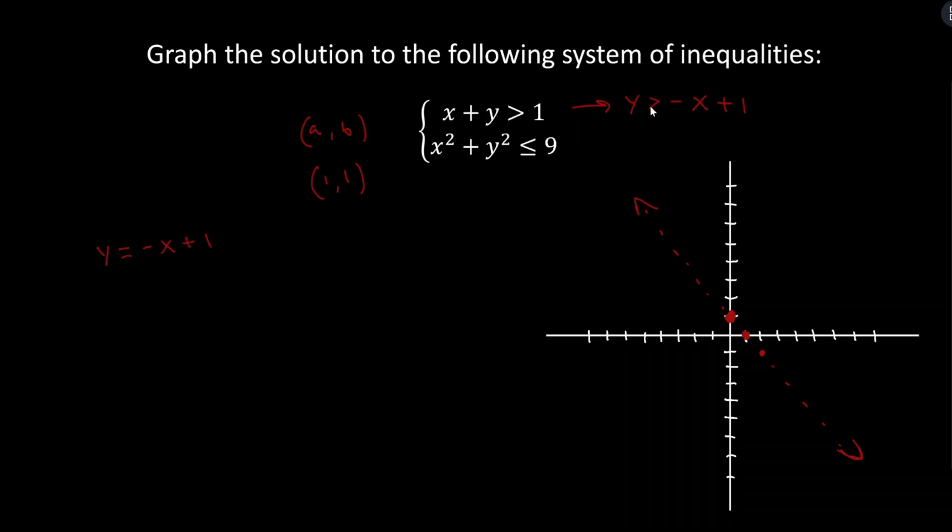Since it says y is greater than negative x plus 1, we shade above. So I'm going to show that shading with just some arrows going up instead of just doing scribbles. So I'm going to do arrows going up. Y is greater than negative x plus 1.